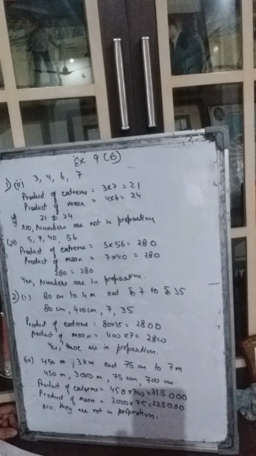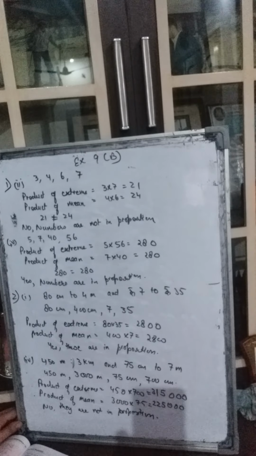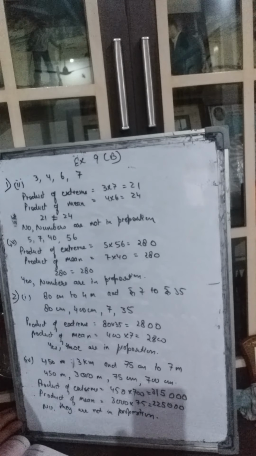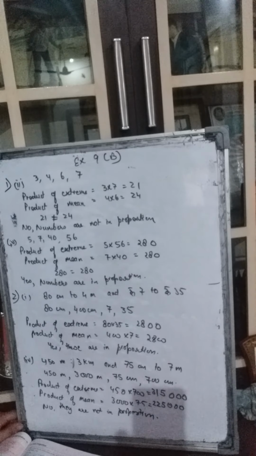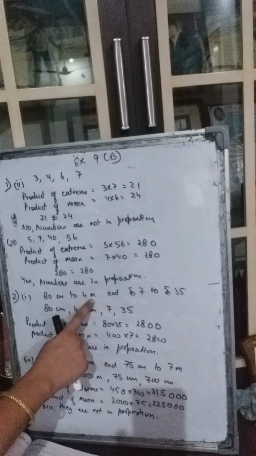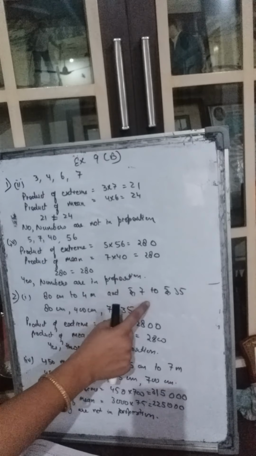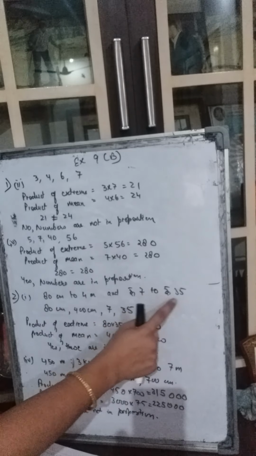Okay, now we come to the second question. The second question says, determine if the following ratios form a proportion. Again, we have to find out whether the quantities given to you are in proportion or not. Now girls, here something has to be understood: they have given you different quantities. The first says 80 centimeter to 4 meter, that means this ratio. And what is the other ratio? Rupees 7 to rupees 35.